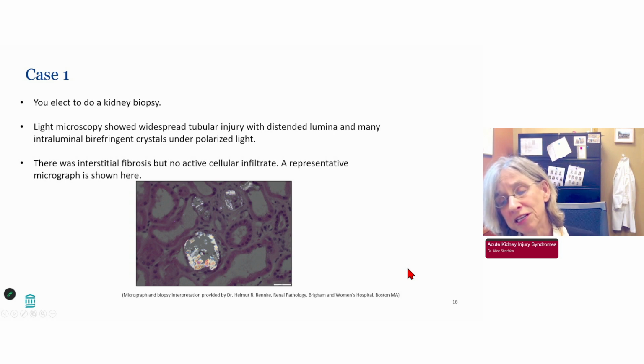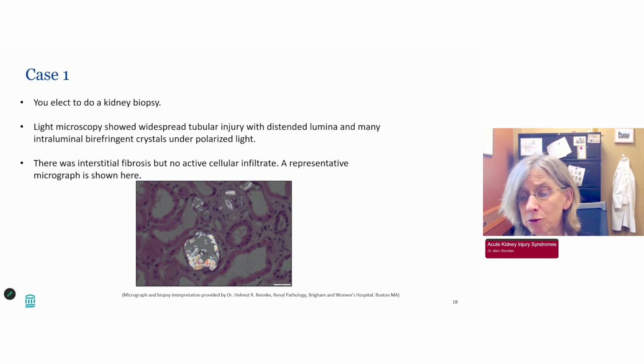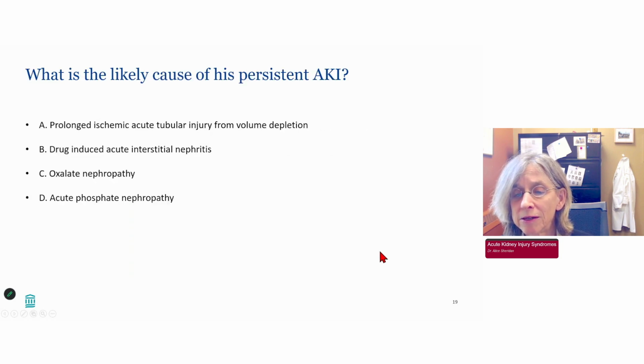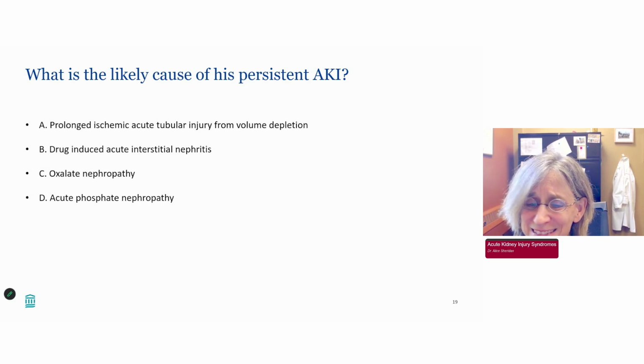You elect to do a kidney biopsy, and the light microscopy shows widespread tubular injury, distended lumina, and many intraluminal birefringent crystals under polarized light. There is interstitial fibrosis, but no active cellular infiltrate, and this shows a representative micrograph. So what's the likely cause of his AKI? Now, I know you have this in the syllabus, so you don't need to respond, except think about it. Well, it's oxalate nephropathy.